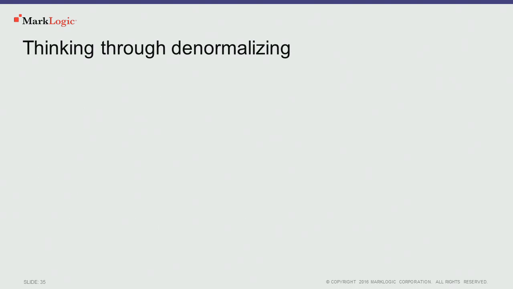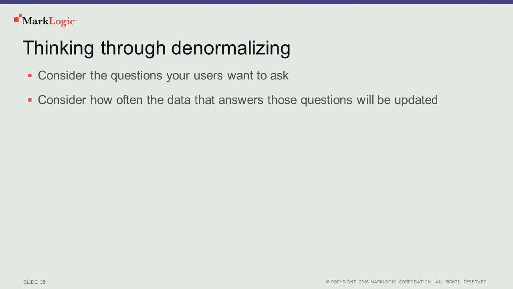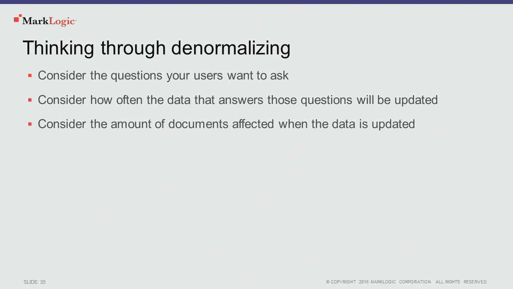Now, when we denormalize the data, these are some of the questions that I've gone through for MarkLogic applications to think about what's the right approach here. Do we denormalize? Do we not denormalize? So first, we want to, of course, start with what are the questions that a user wants to ask. Next, we want to say, for the data that answers those questions, how often is that data going to be updated? And if that data is updated, or when it's updated, how many documents are going to be affected? There's a big difference between if we have to update 100 documents versus we have to update 100 million documents.